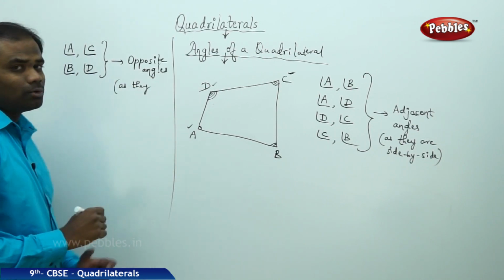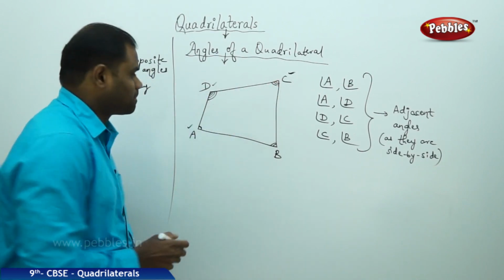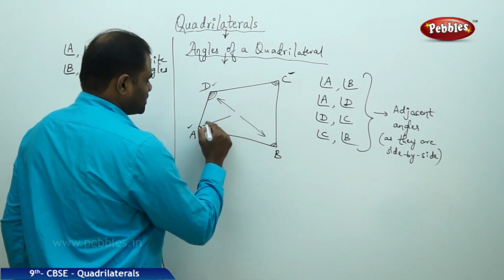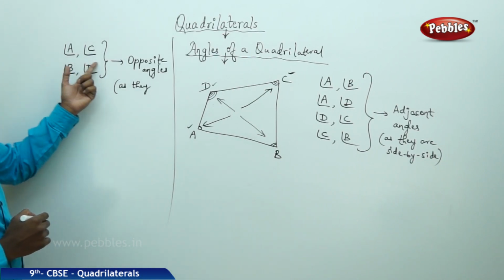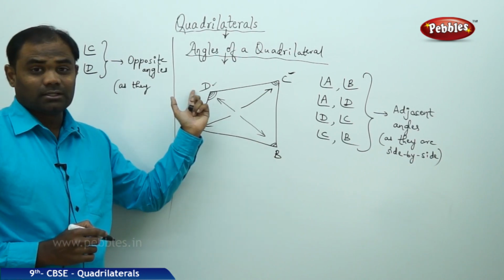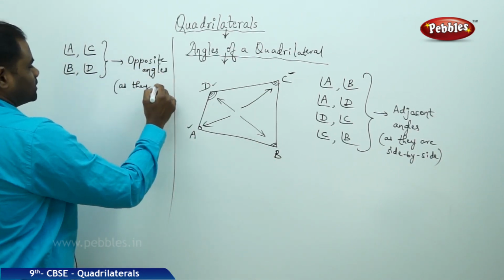And why are they called opposite angles? Because they are opposite to each other. This angle is opposite to this, and this angle is opposite to this. Therefore, angle A and angle C are opposite to each other, and angle B and angle D are opposite to each other.